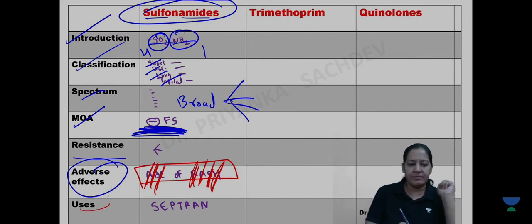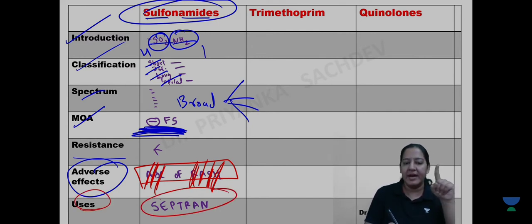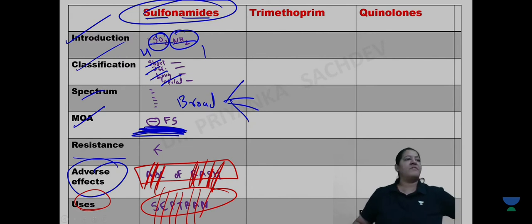Uses, we have just discussed, the mnemonic is Septron. It is STD, enteritis, Pneumocystis carinii and jejuni, typhoid, RTI, UTI, and nocardia. I cannot simplify more than this.